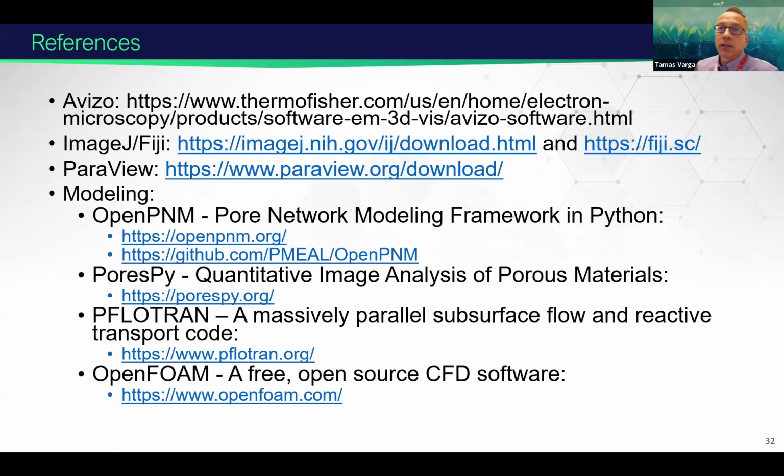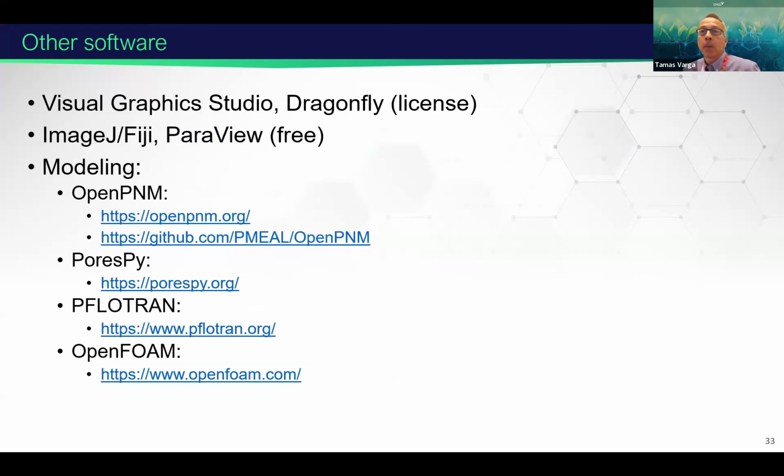So here is a slide with the different software tools, Avizo at the top, and the ImageJ I mentioned, and we listed some other tools, such as ParaView, which is a free tool, OpenPNM for pore network modeling, PoreSpy, PFLOTRAN, OpenFOAM, for different analysis and simulation types, such as computational fluid dynamics, for example, OpenFOAM.